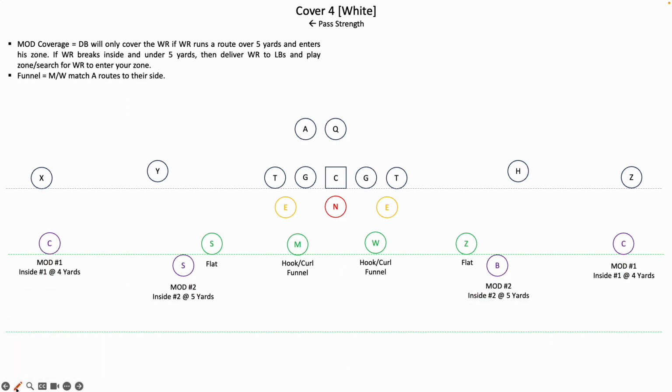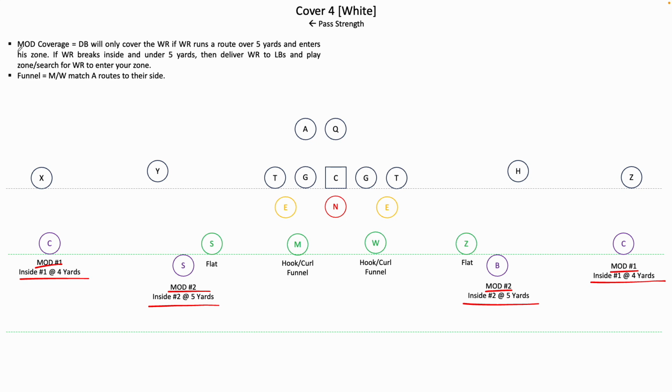Okay, let's talk about our alignment for the DBs. The corners are going to be inside number 1 at 4 yards. Safeties are going to be inside number 2 at 5 yards. Easy enough. Okay, let's talk about the coverage. Corners are going to mod number 1. The safeties are going to mod number 2.